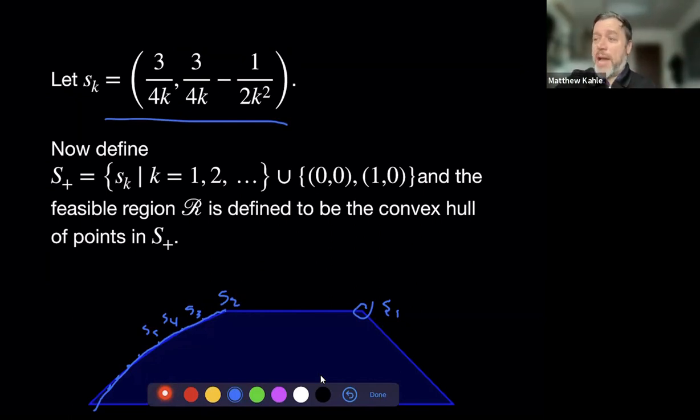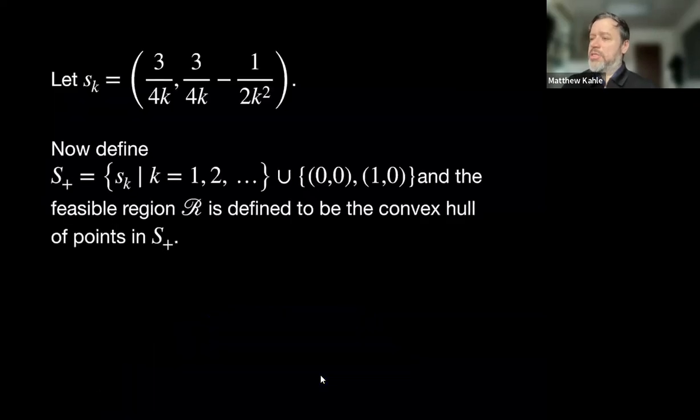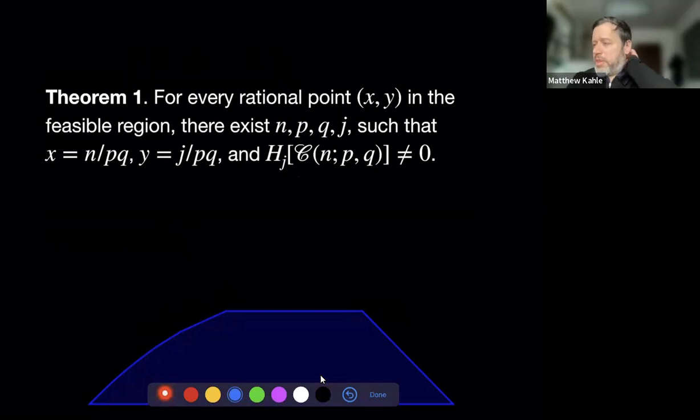So let me show you what happens at these points, S_k, why we think they're interesting. I want to sketch a proof of this theorem. For every rational point (x, y) in this blue region, the blue region is defined as follows. You take all of these S_k as k goes from 1 to infinity, and then you also throw in (0, 0) and (1, 0), and take the convex hull of all of that. That's our feasible region, which we denote with a script R. The theorem about non-trivial homology is that for every rational point in the feasible region, there exist n, j, p, q so that x equals n over pq, y equals j over pq, and homology is non-trivial.